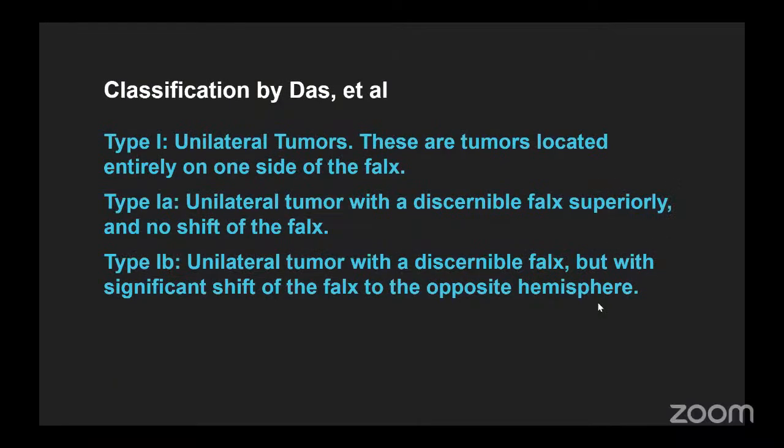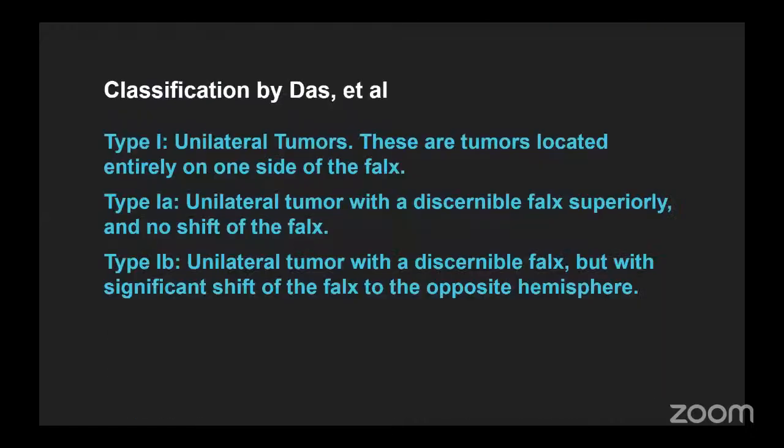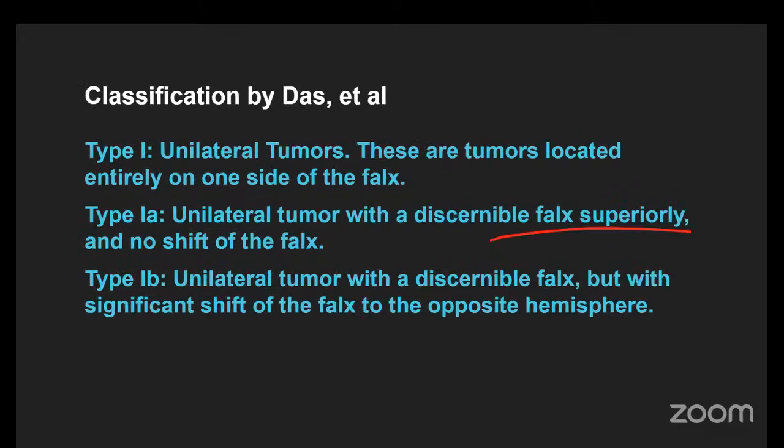So this is a classification by Das, and it was a beautiful article. It was published in 2017. This is the link of the article. It's available on ScienceDirect. The classification is the same as the one that I discussed. Type 1 is unilateral. They're entirely on one side. 1A has falx visible superiorly, and there is no midline shift. 1B, there's falx visible, but there's significant shift of the falx to the opposite hemisphere.